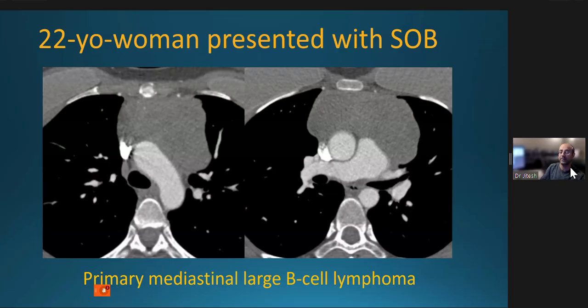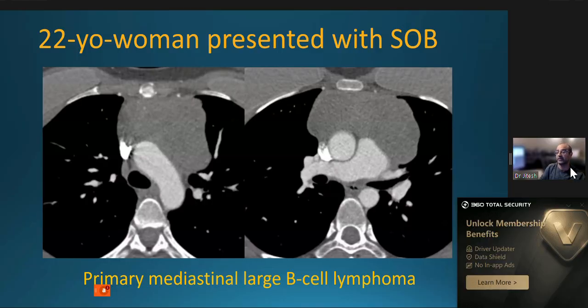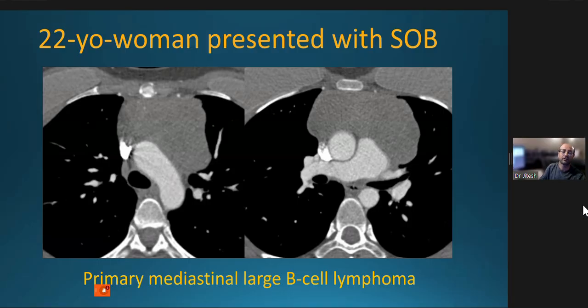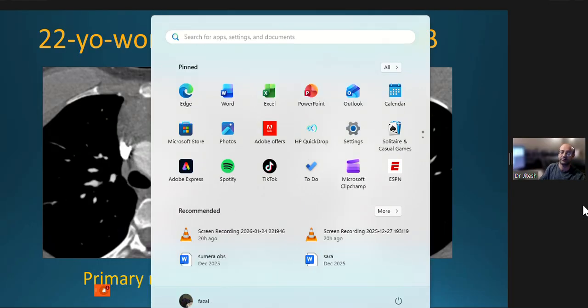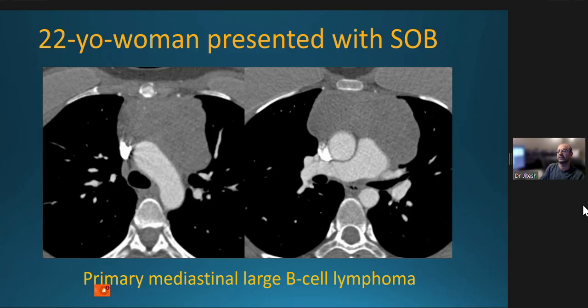But when you see, again, young patients with a homogeneous or heterogeneous mass, you can suggest it could be either a germ cell tumor or a lymphoma. Remember, germ cell tumors can also contain fat and calcification. I'm talking about the germ cell tumors which are non-fat containing and not calcified. Those tumors are difficult to differentiate from lymphoma. So this is a patient with primary mediastinal B-cell lymphoma.